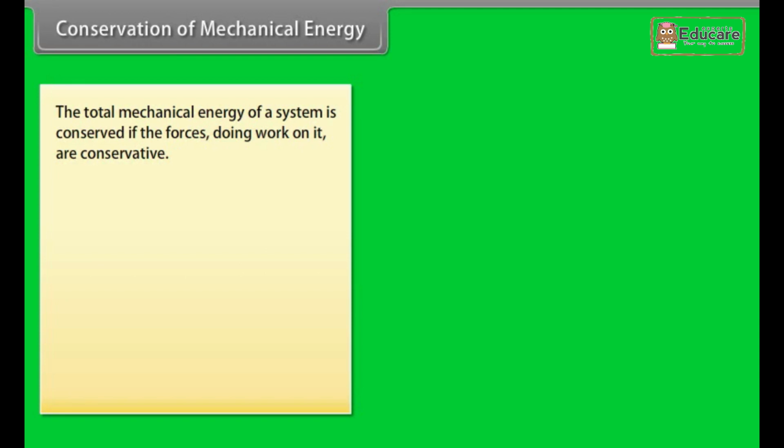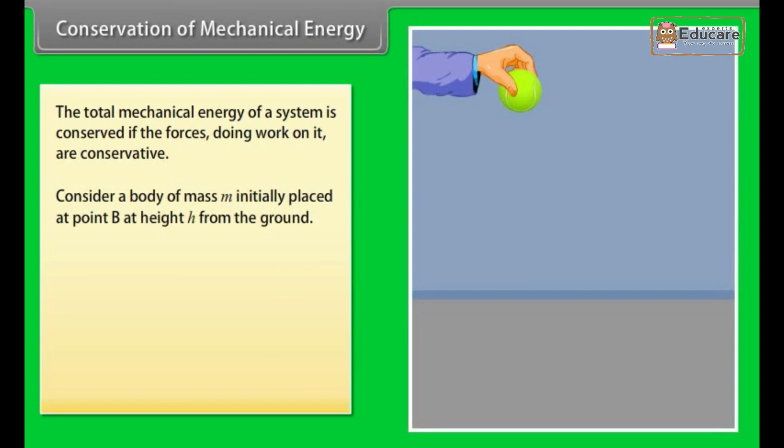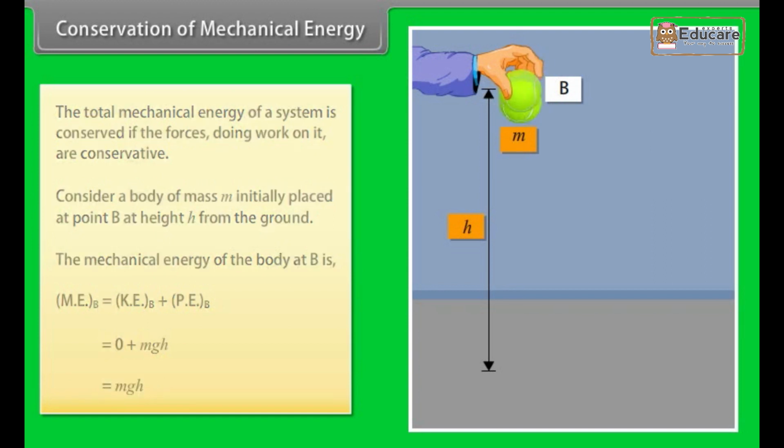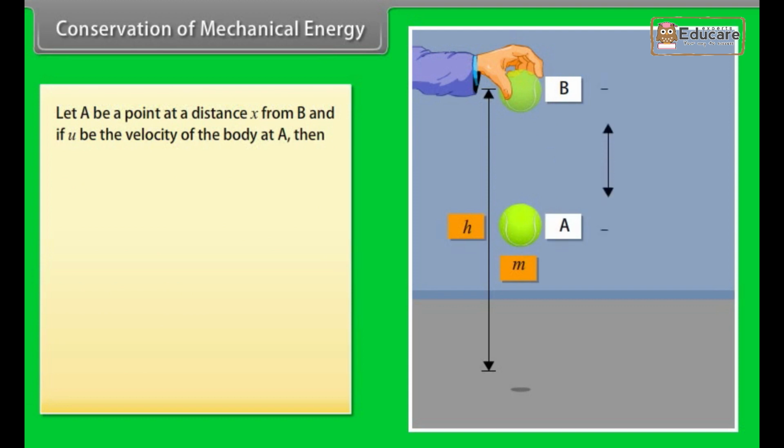Let us understand it with an example. Consider a body of mass m initially placed at point B at height h from the ground. The mechanical energy of the body at B is equal to kinetic energy of the body at B plus potential energy of the body at B, which is equal to 0 plus mgh, which is equal to mgh. Let A be a point at a distance x from B, and if u is the velocity of the body at A, then u square is equal to 2gx.